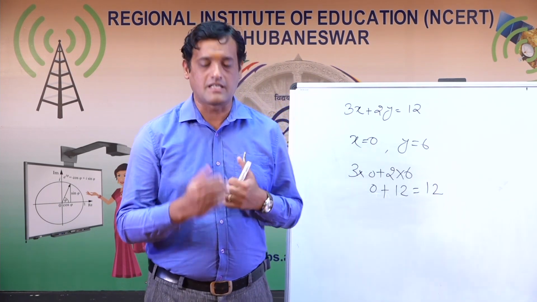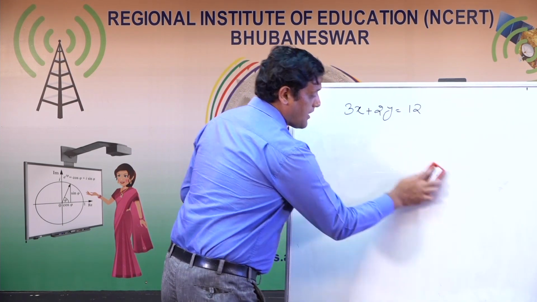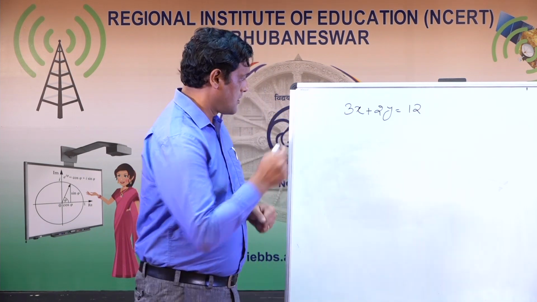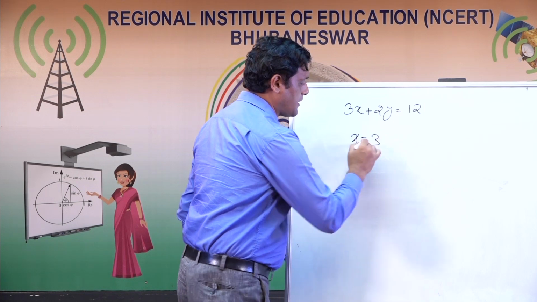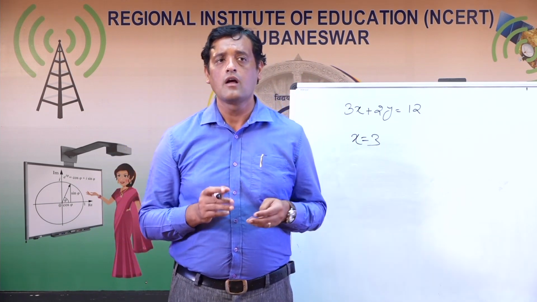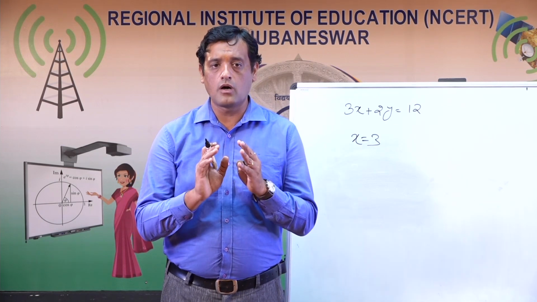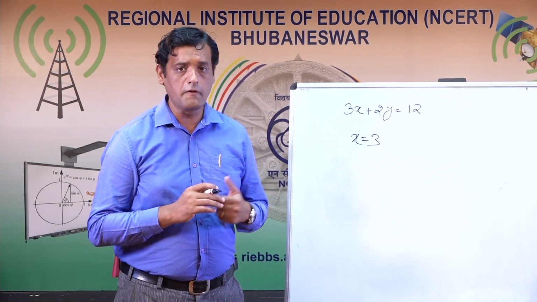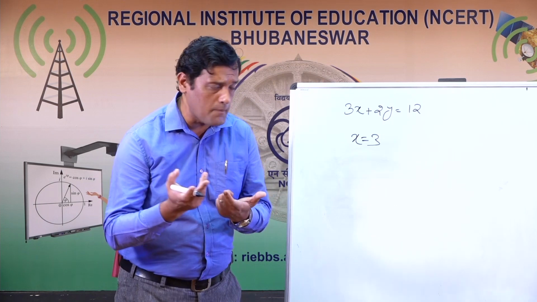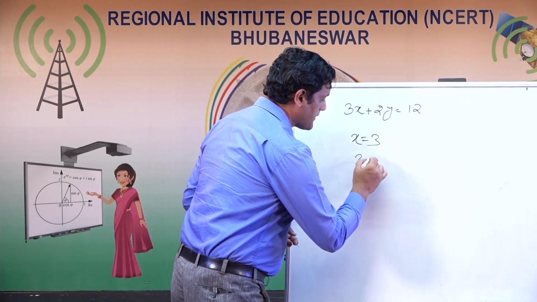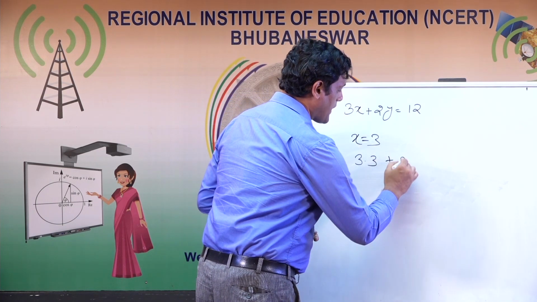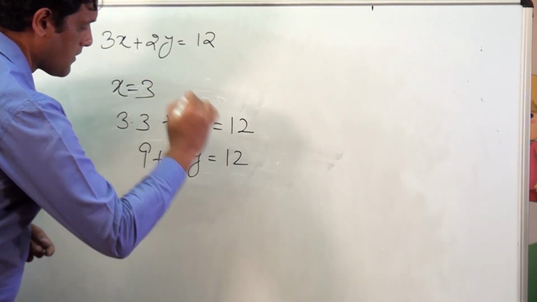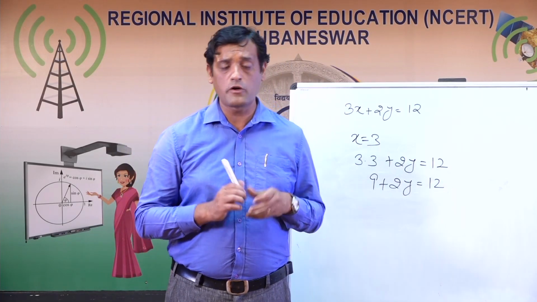Now we go for some special case. What we have to do now is pick a value of your choice, any choice. Suppose you say x equal to 3. You may take 4, you may take 7, you can take any value. So you can pick a value of your choice. Here we are assuming x equal to 3. If we take x equal to 3, then what will happen? We will just replace the value of 3. Then we will have 9 plus 2y equal to 12.